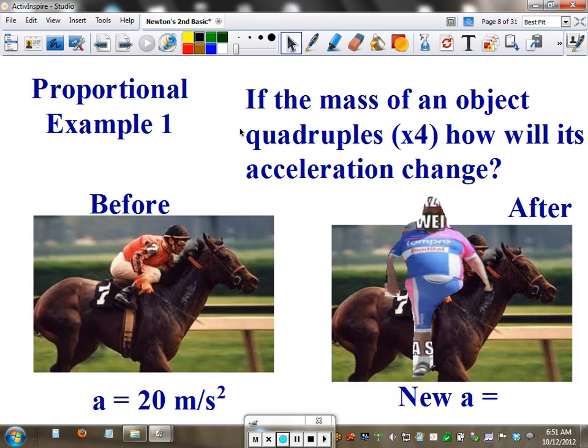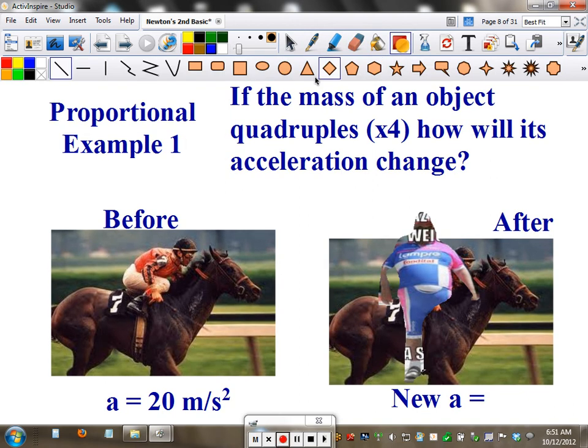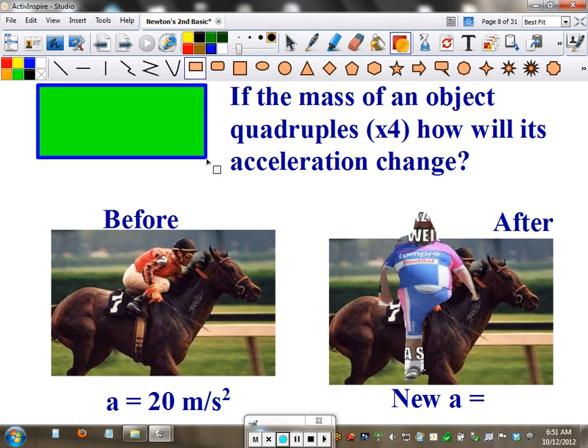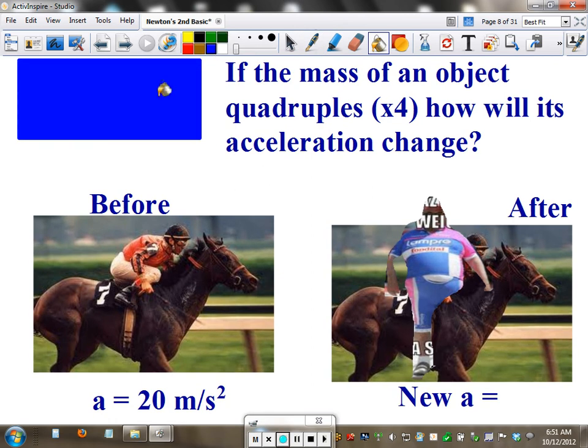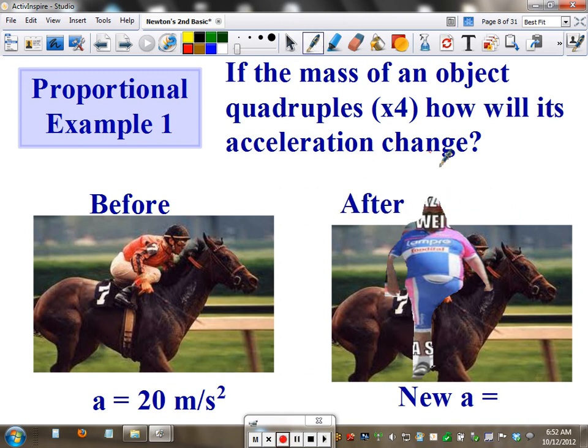Okay, proportional example number 1. This is a type of question you will see on your test. If the mass of an object quadruples, how will its acceleration change? You don't have to write the words, but I would do proportional example 1. This is a test example, so I like to highlight these in blue. Before, the acceleration equals 20 meters per second squared. And then maybe after, mass times 4, what would the new acceleration be?